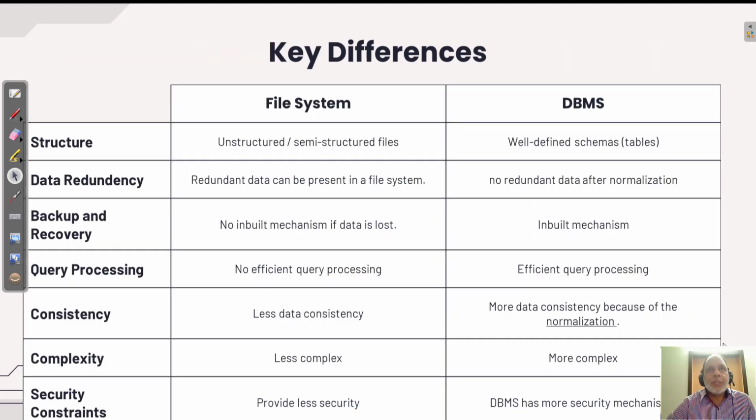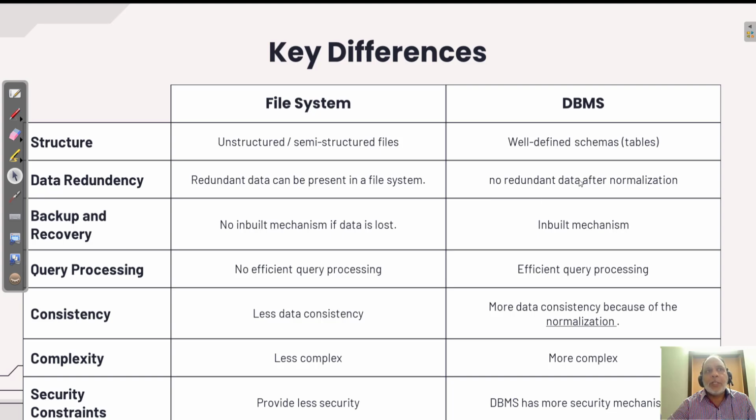Key differences between the file system and the DBMS. The file system is unstructured, as you have seen. The DBMS is very structured, based on tables and relationships. Data redundancy: the file system has redundant data, and there is no redundancy in the DBMS.